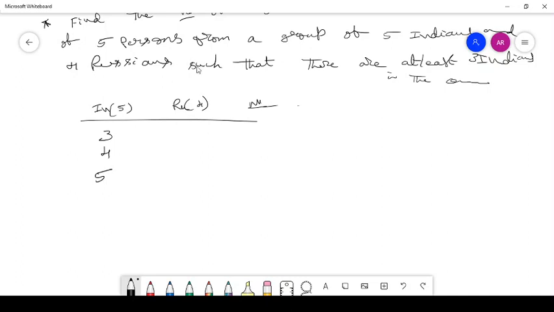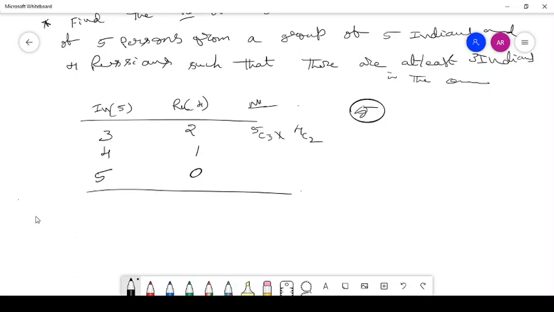Next, total members in the committee is 5 members. So, 5 minus 3 is 2. Next, 5 minus 4 is 1. 5 minus 5 is 0. So, here 5C3 into 4C2, like that. The first problem was done, follow the same process and complete it.